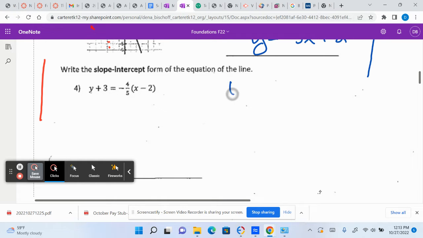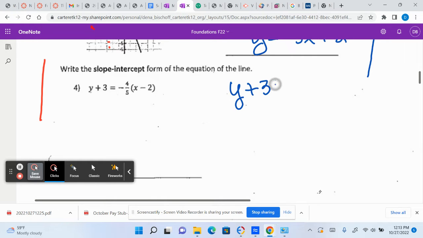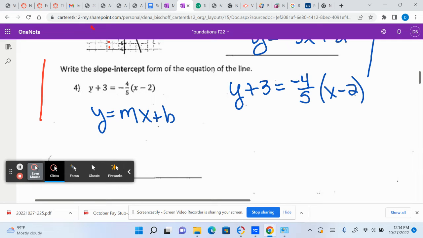We're writing this equation in slope intercept form. So how do I solve this? I need to make it look like y equals mx plus b. Someone other than Gavin, not that I don't want to hear you, Gavin, I just want someone else to try it. I have to distribute.